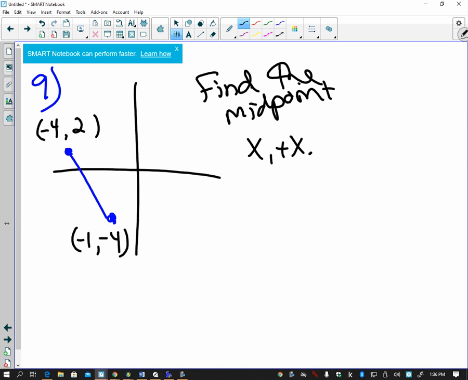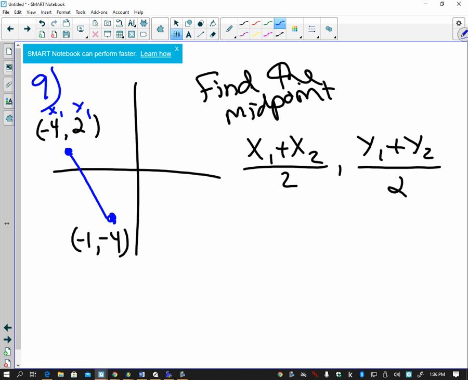x1 plus x2 divided by 2, comma, y1 plus y2 divided by 2. It really does not matter if you make, say, x1, y1, x2, y2, or the other way around, so long as you keep everything organized, okay? Because the midpoint's going to be the same whether -4 is x1 or -1 is x1. It's going to come out exactly the same, okay?